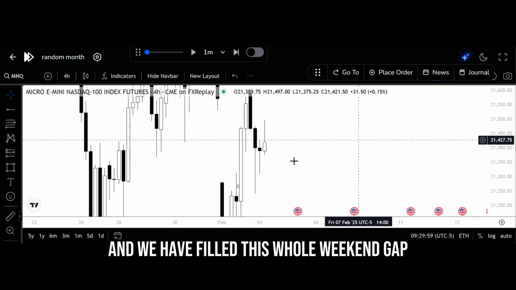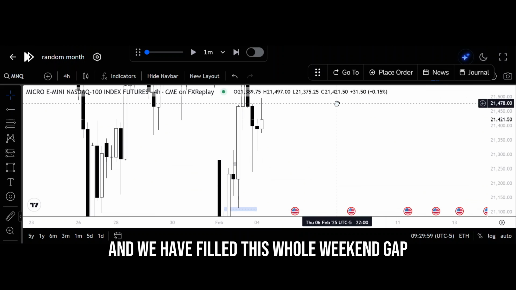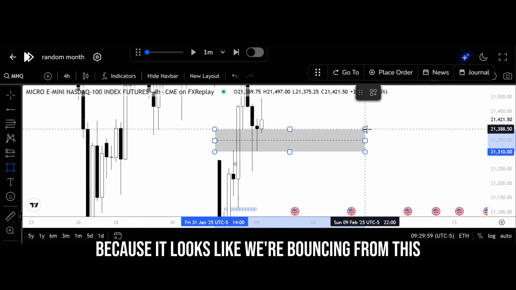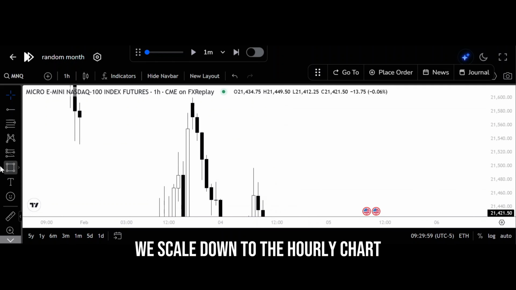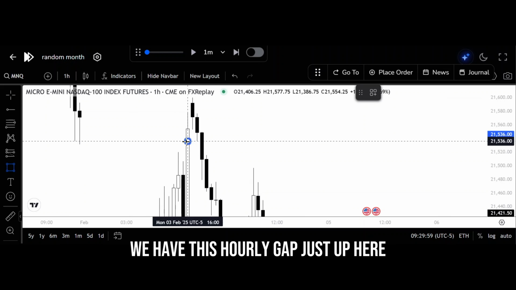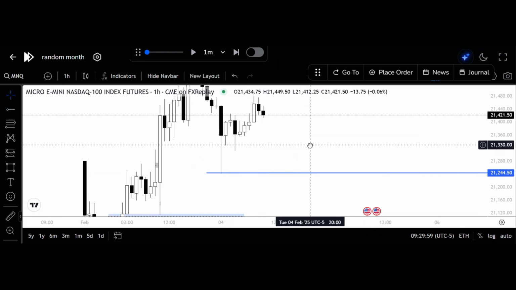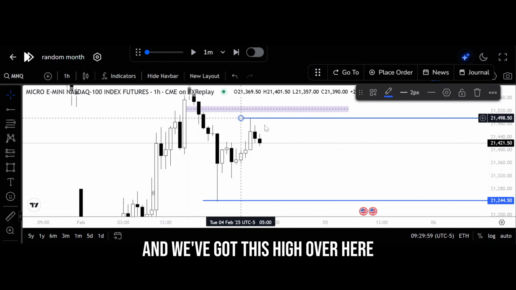We're on the next day, and we have filled this whole weekend gap, so we can assume we're bullish right now because it looks like we're bouncing from this 4-hour gap. We go down to the hourly chart. We have this hourly gap just up here. This low is just resting down here, so we could get a reaction from that. And we've got this high over here.